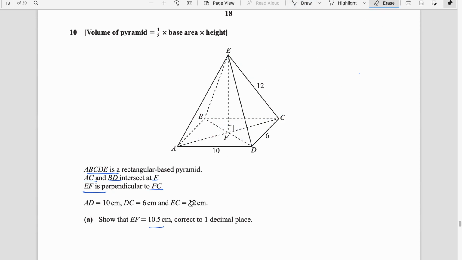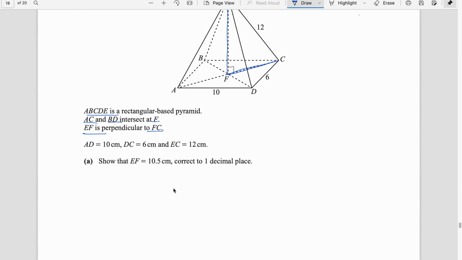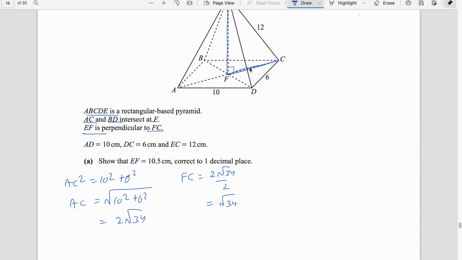Okay, now just see where this EF is. EF is this height. So if I had been given FC, I can use Pythagoras theorem to find EF. So I'm finding FC first. AC square is equal to 10 square plus 6 square, Pythagoras theorem, and AC is equal to square root of 10 square plus 6 square, you get 2 square root 34. Now half of AC is FC, so FC is equal to 2 square root 34 by 2, and that is square root 34.